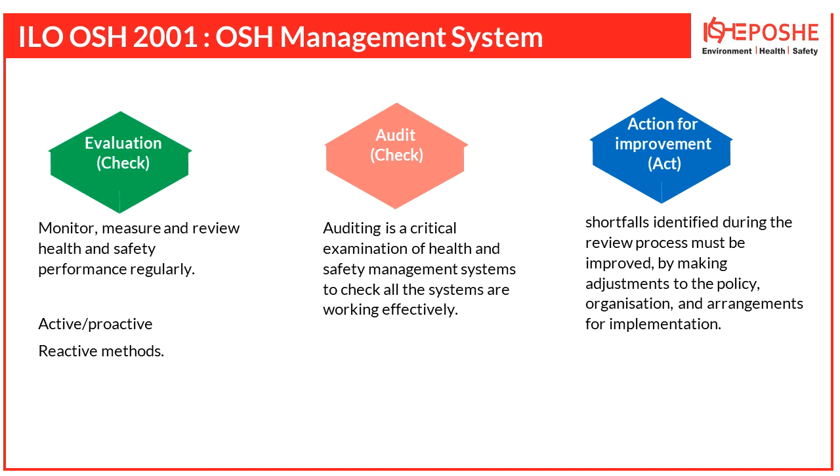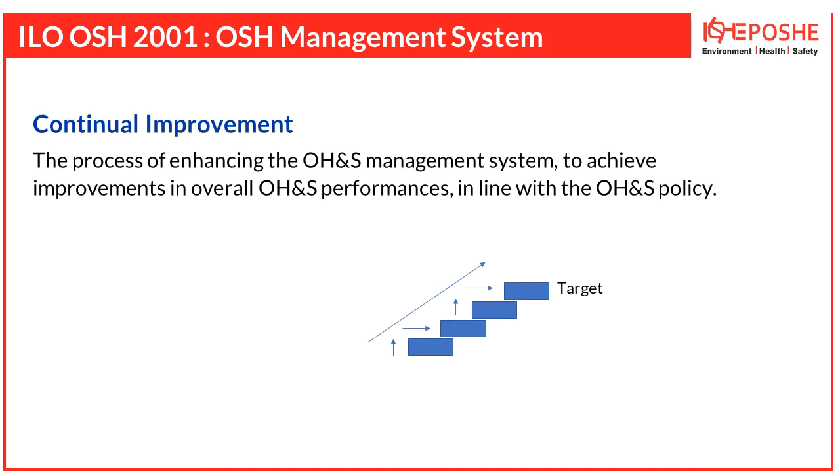Audit. Auditing is an independent, critical examination of health and safety management systems to check all the systems are working effectively. Actions for improvement. Any weakness identified during the review process, here we take corrective actions to rectify the errors. Make necessary arrangements in all the elements of health and safety management systems. Continual improvement. Enhancing the occupational health and safety management system, improving overall performance, in line with the OH&S policy.